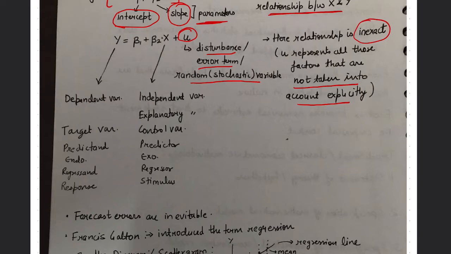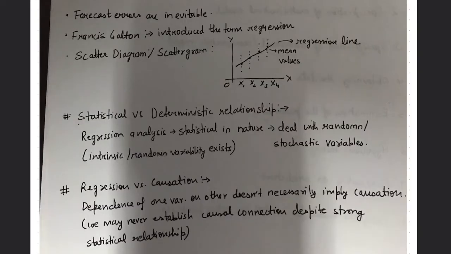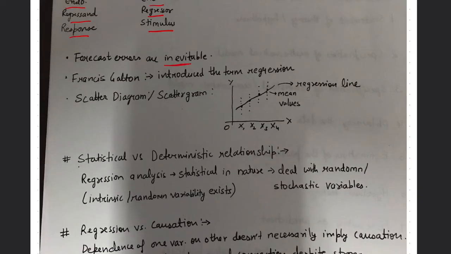Now this y and x are also called by other names. Y is also called the dependent variable, or a target variable, or predictand, or endogenous variable, or regressand, or response, while x is called the independent variable or explanatory variable, or control variable, predictor, exogenous variable, regressor, or stimulus. Now forecast errors are inevitable, that is, errors will always be present in the model. We can't ignore them.